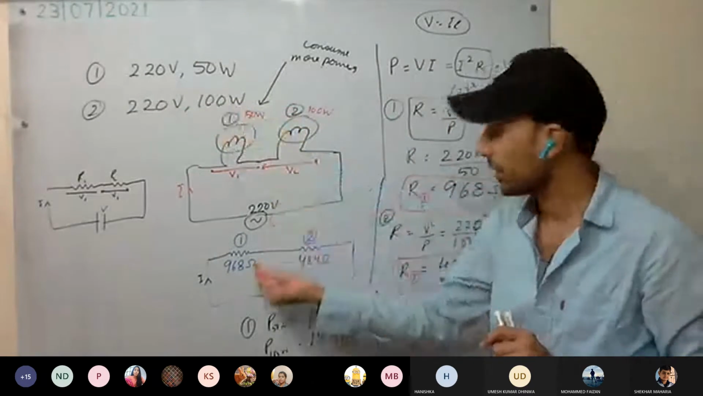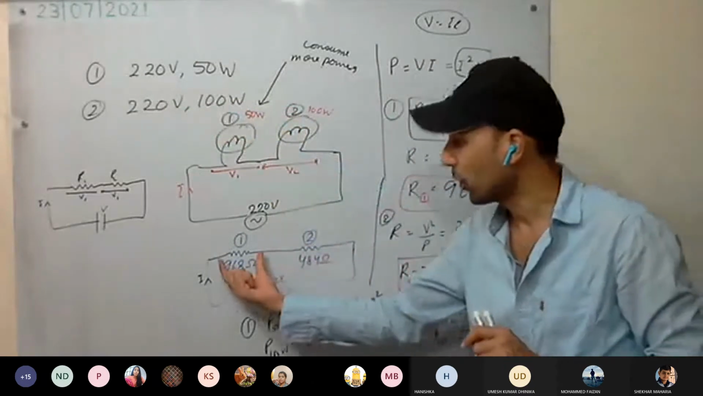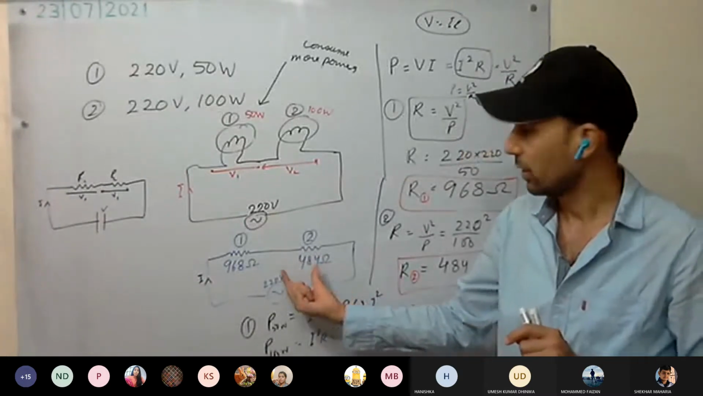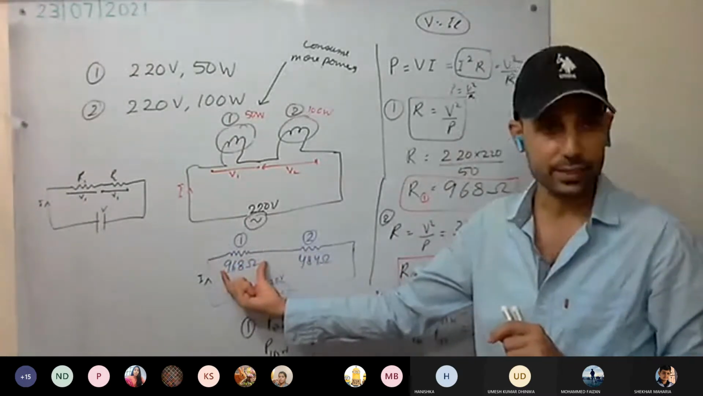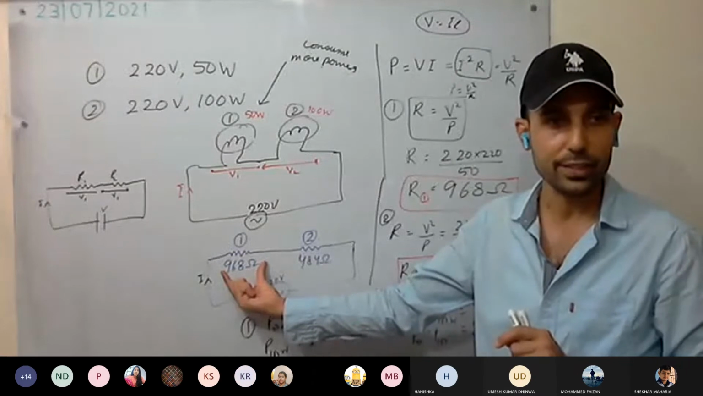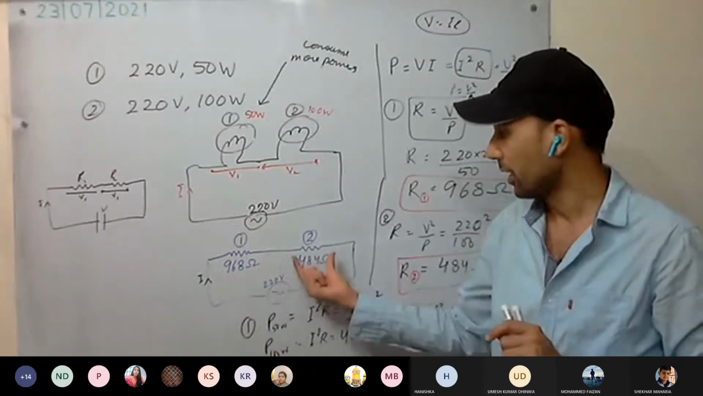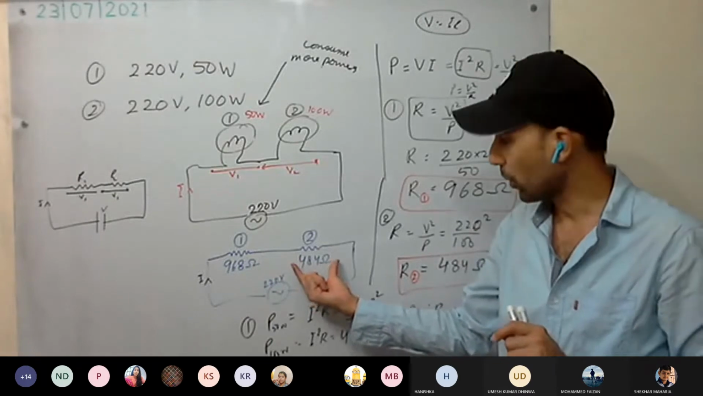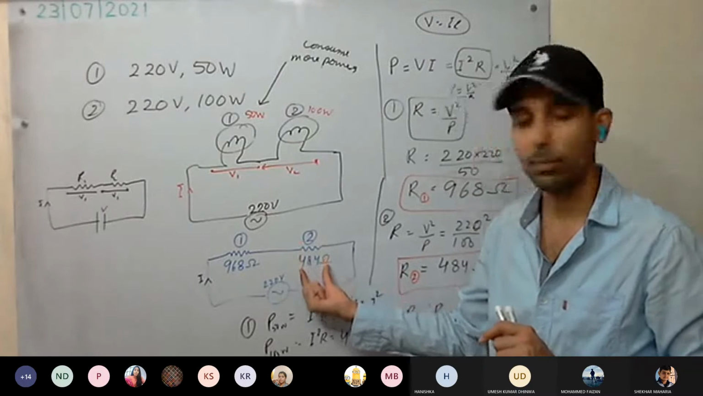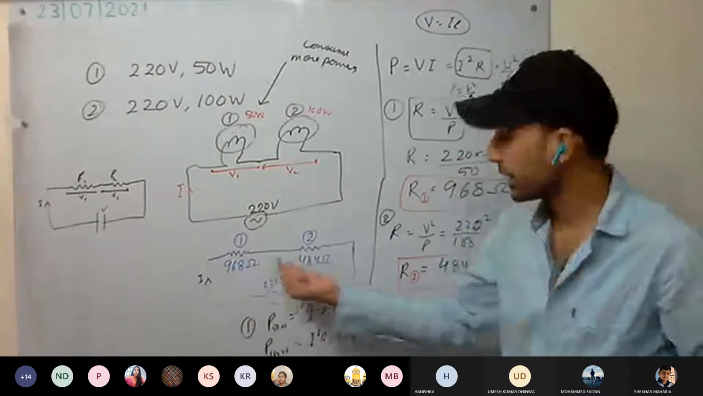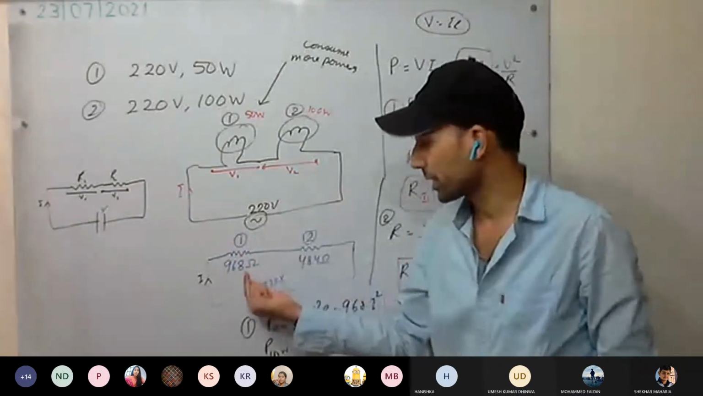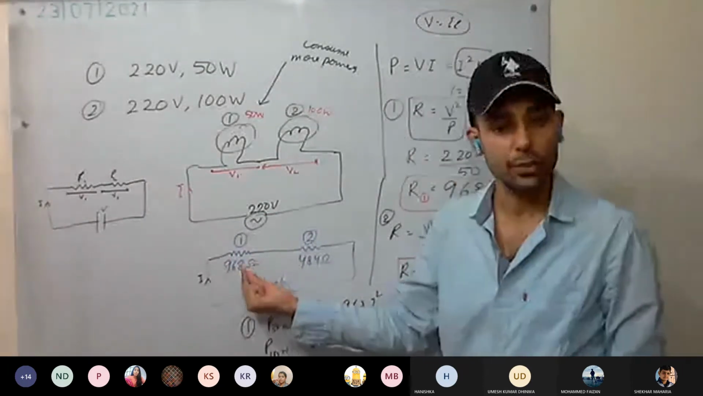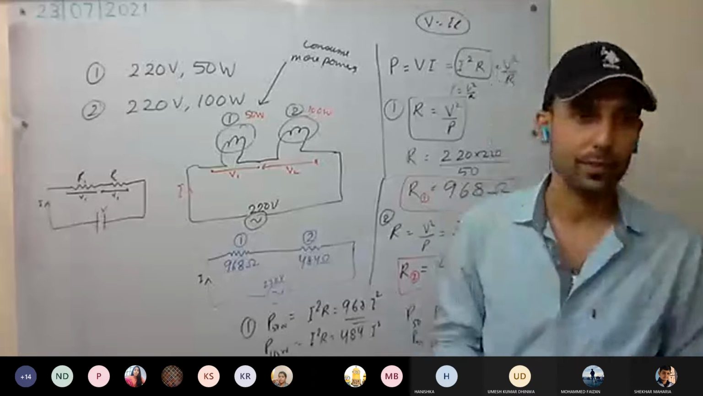But when they are connected in series, the voltage available across each is different. There will be more voltage drop across the resistance with more obstruction, and less drop across the other. Therefore, the power consumed here will be less as compared to this. So the main reason is resistance: when they are connected in series, the bulb which has more resistance will consume more power as compared to the other.